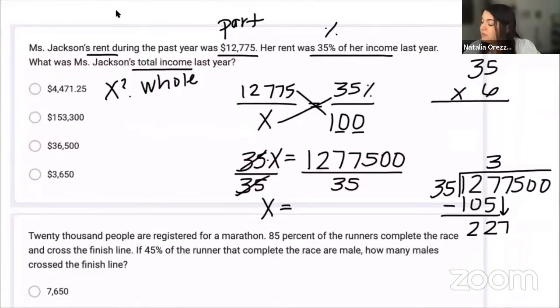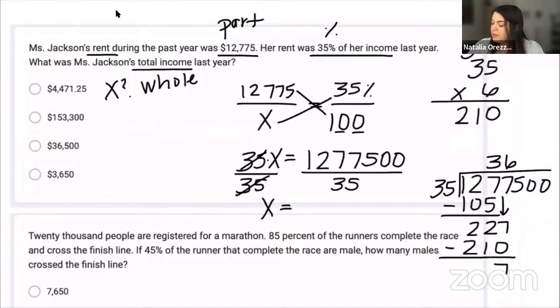So 6 times 5 is 30, carry the 3. 6 times 3 is 18, plus the 3 that I carried is 21. So I get 210. Perfect, that's close. So I'm going to put a 6 here, and I'm going to put a 210 here. And I'm going to subtract 7, 2 minus 1 is 1. So I get 17. Okay, I bring down my 5.